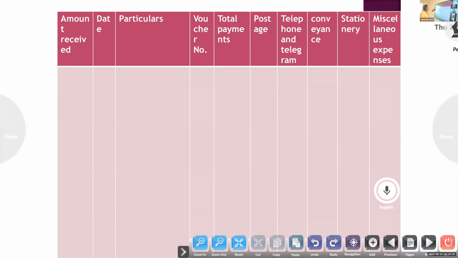Now I'm going to write amount received, date, particulars, voucher number, total payments, postage, telephone and telegram, conveyance, stationery, miscellaneous expenses. This many columns.